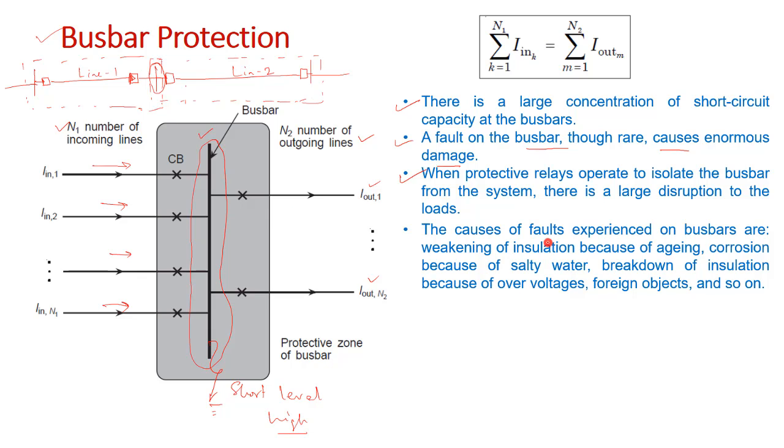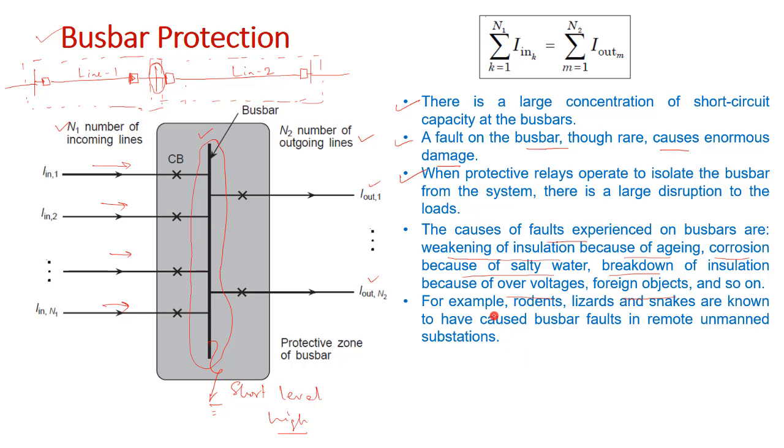So the causes of faults experienced on bus bars are the following: weakening of insulation, aging, corrosion because of the salty water. Therefore, it has been observed that in the coastal areas, the bus bars in substations become corroded most of the time, and also breakdown of insulation because of over voltages, foreign objects, and so on.